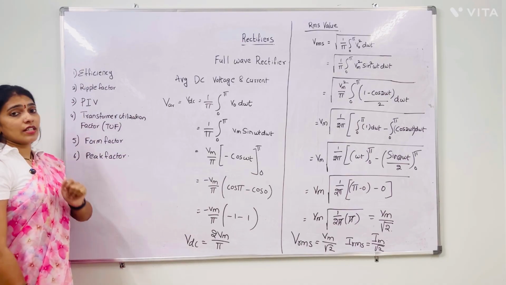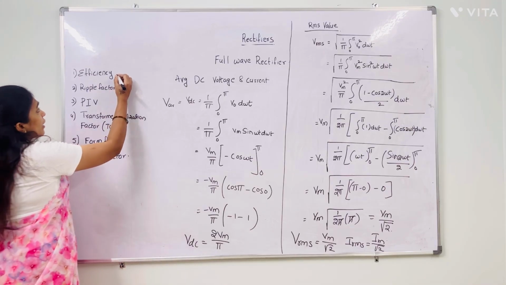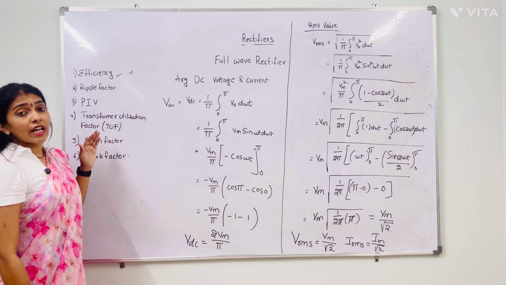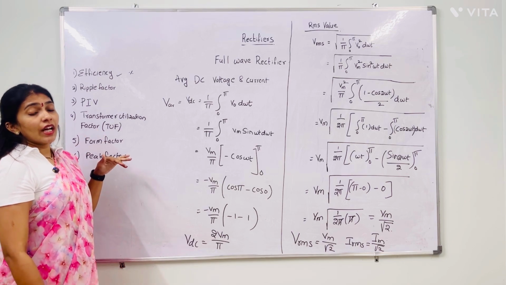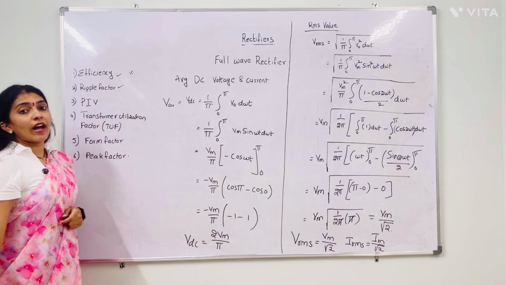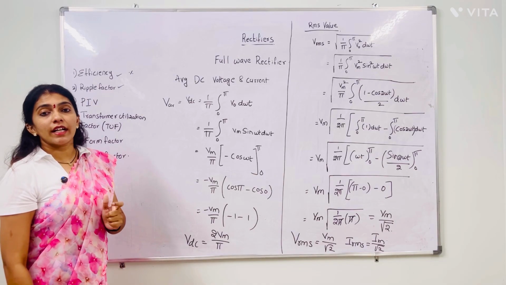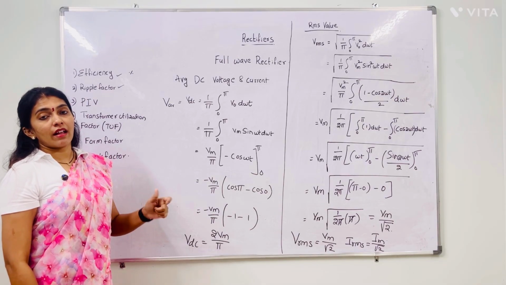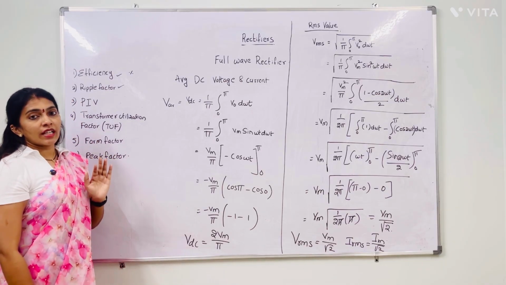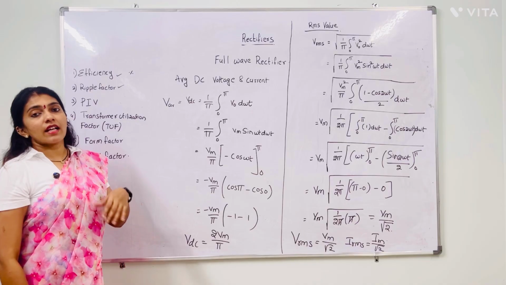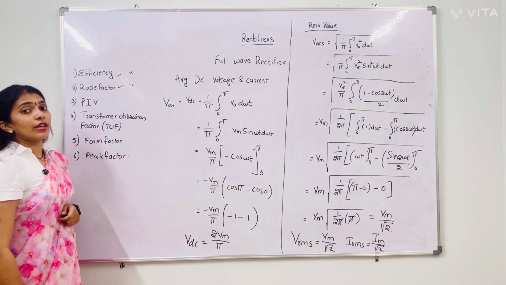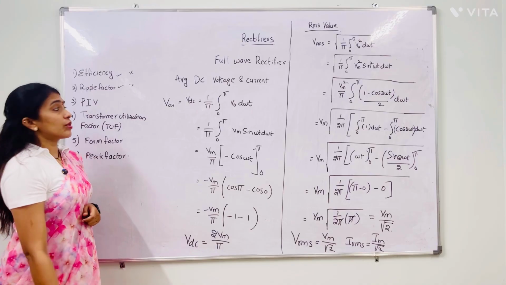First one is efficiency. So we need to find out the percentage of efficiency: how much AC signal is going to be converted to DC signal. Next, ripple factor. Ripple means unwanted AC components at the output signal. So you need to calculate the percentage of ripples at the output signal.